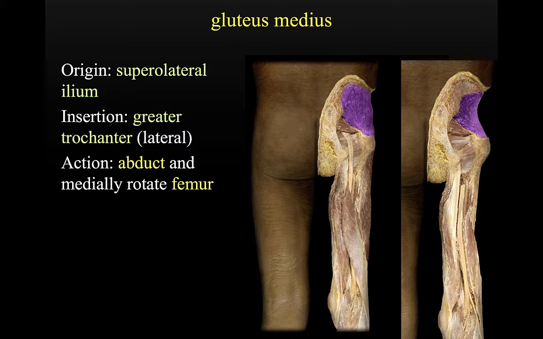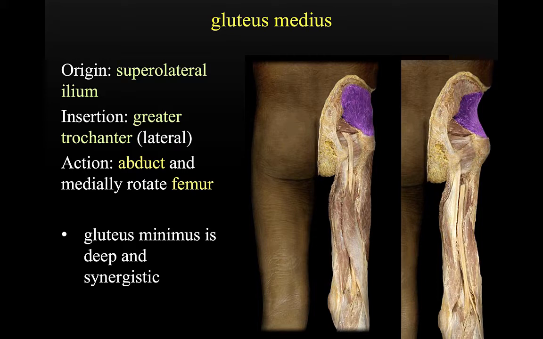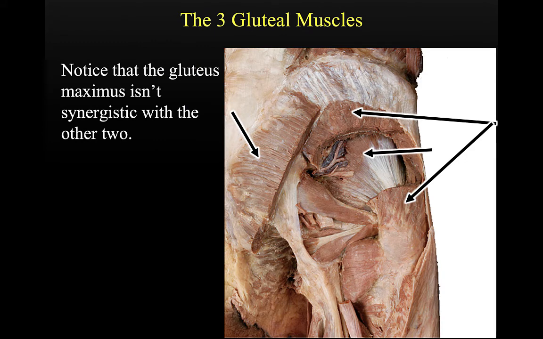So if we think about the idea of trying to do some kind of abduction of our hip, we're going to involve the gluteus medius, the gluteus minimus, and the tensor fasciae latae in doing that movement. So of course, this gluteus minimus we do recognize as being deep and completely synergistic with the gluteus medius. It's almost like it's just a deep piece of it. They do have separate attachments, they are separate muscles, but they originate on the same area, they insert on the same area.